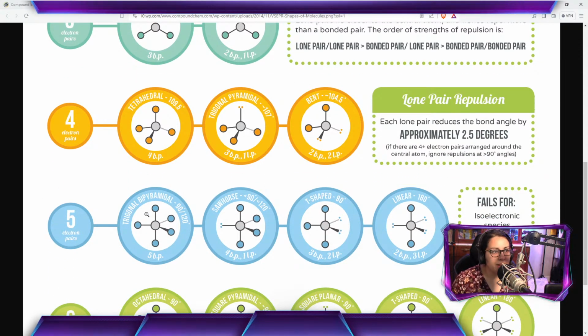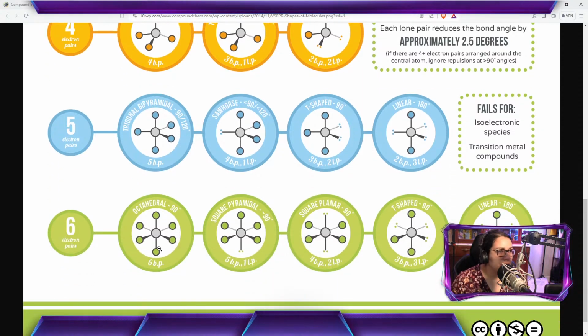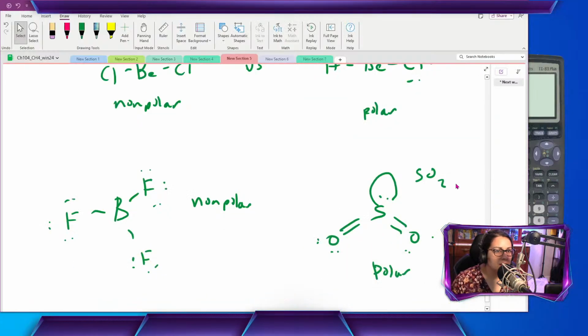Same thing with 5 electron pairs. We can think of PCl5. That would be nonpolar versus any other deviation like SF4, which would be polar, and any of these as well. Same thing applies for our octahedral geometry. We saw SF6 in this case. Again, fully symmetric versus any other deviations.